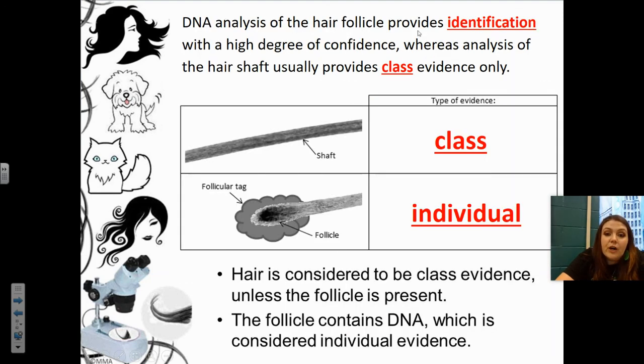DNA analysis of the hair follicle provides identification with a high degree of confidence, whereas analysis of the hair shaft usually just provides class evidence. So if I only have the hair, just regular hair that's naturally fallen out, then it's class evidence. If I have the follicular tag, it's been ripped out, then it could be individual evidence if there's enough to find DNA. Hair is considered to be class unless the follicle is present. The follicle contains DNA, which is considered individual. So I've said that multiple times. Hopefully that is clear, that hair is usually class. But if I have the follicle, it could be individual evidence.